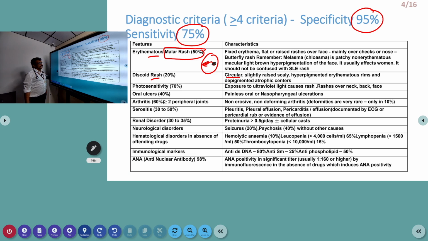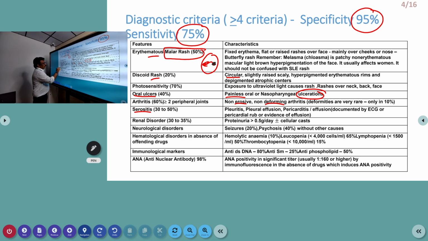Then photosensitivity, exposure to sunlight, many patients can have rashes. There is another important thing. Oral ulcers are very classical in SLE. Painless oral nasopharyngeal ulcerations are very common, and it is mostly painless. Arthritis, non-deforming or non-erosive arthritis is very classical, whereas in rheumatoid arthritis, it is erosive and deforming. Serositis, polyserositis like pericardial effusion, pleuritis, pleural effusion, and peritonitis. All these things are very common.